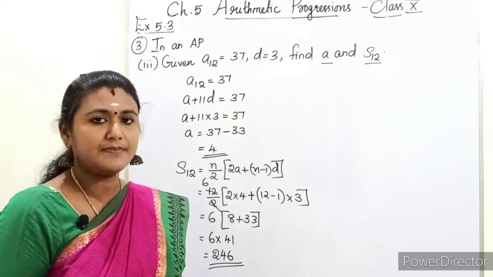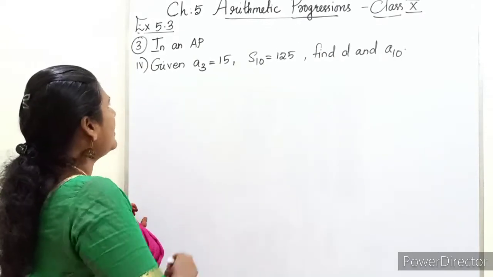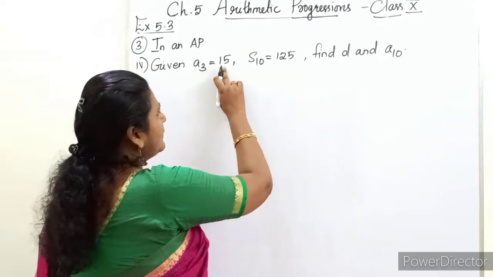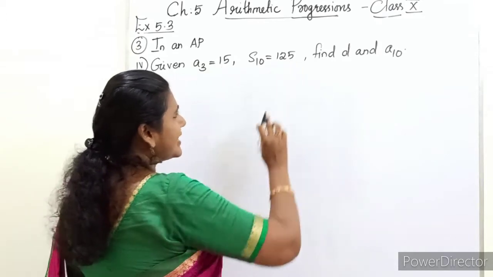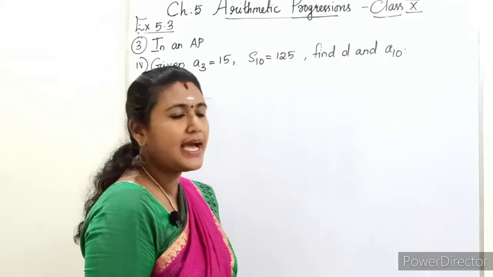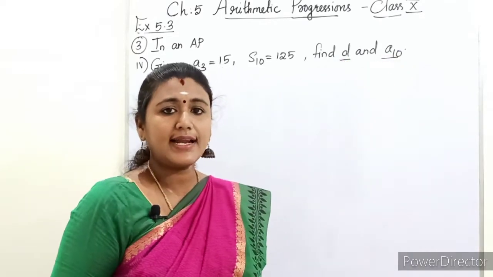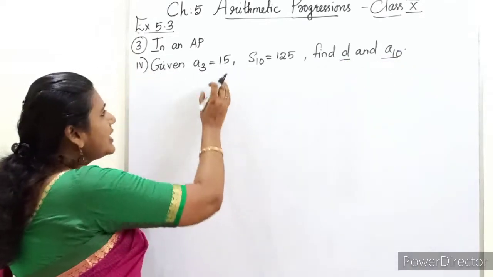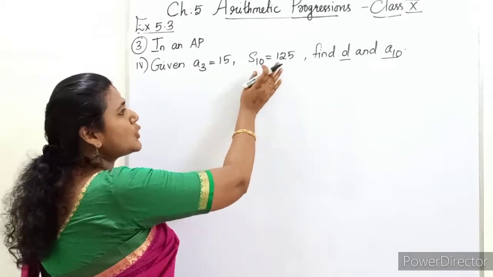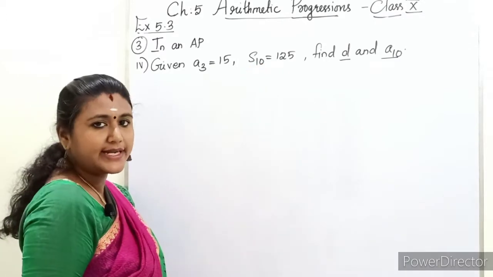Now the next question. Question number 4: given A3 is equal to 15, S10 is equal to 125, find D and A10. So here we have to find the common difference and the 10th term. But here we have only two quantities. So how to find the D and A10 values?